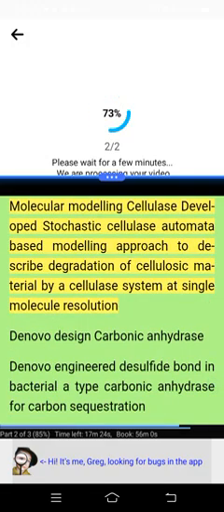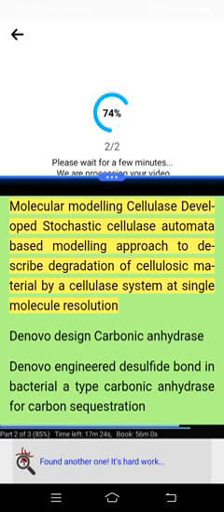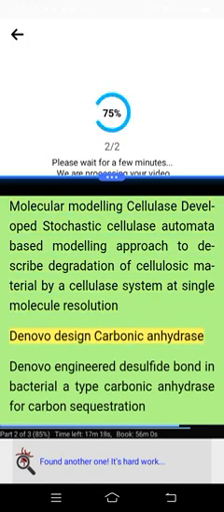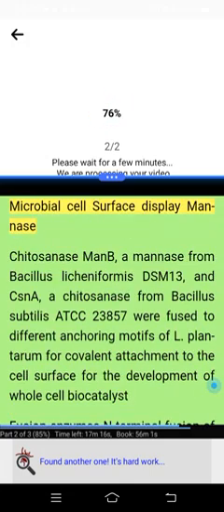Molecular modeling of cellulase: a stochastic, cellulase automata-based modeling approach was developed to describe the degradation of cellulosic material by the cellulase system at single molecule resolution. De novo designed carbonic anhydrase: de novo engineered disulfide bonding in a bacterial type carbonic anhydrase for carbon sequestration. Microbial cell surface display of chitosanase.